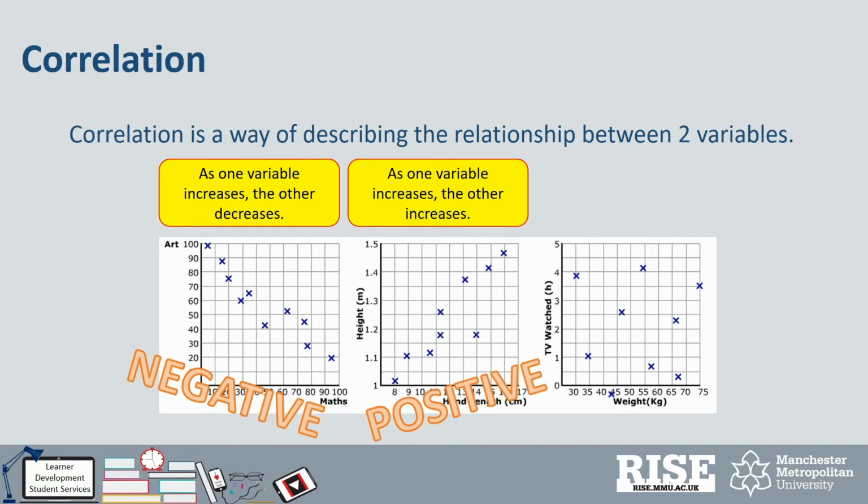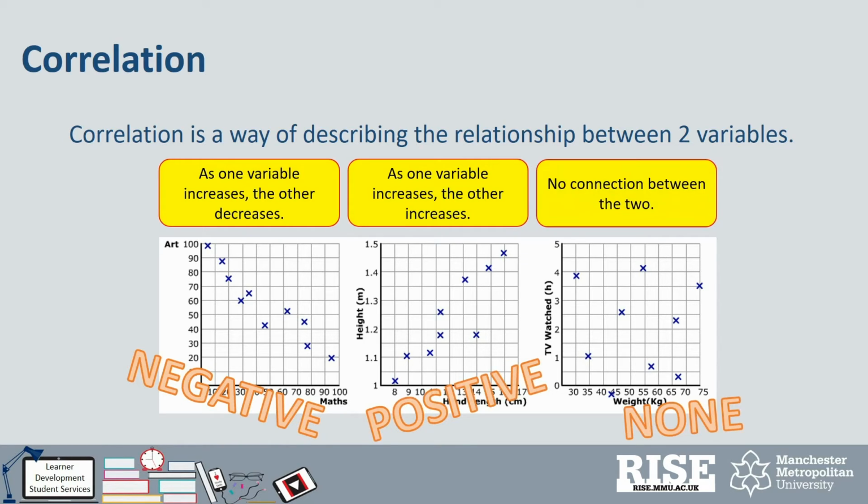You can also have positive correlation, where one variable increases and so does the other. Here you can see that generally the taller the person is, the larger the hand length they've got. And you can also have no correlation, which is indicated when there's no connection between the two variables. Here, the amount a person weighs and the number of hours of TV they watch.